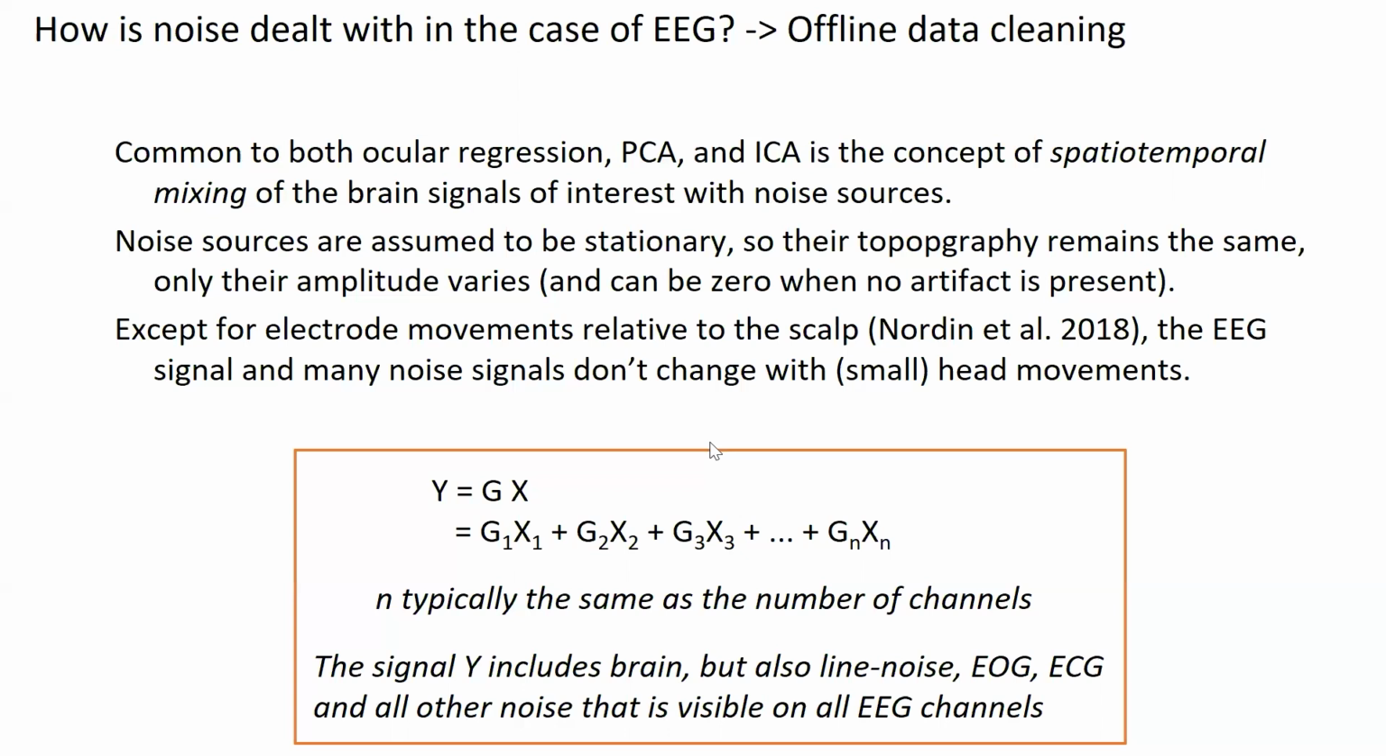From a mathematical perspective, we say that the data matrix Y is a linear mixture of a gain matrix times the sources X. And if we consider the sources as separate components, we can unmix the data as we're doing with ICA, and we can identify some of the sources that contribute to the signal as noise sources, and we can basically reconstruct the data without those noise sources present.